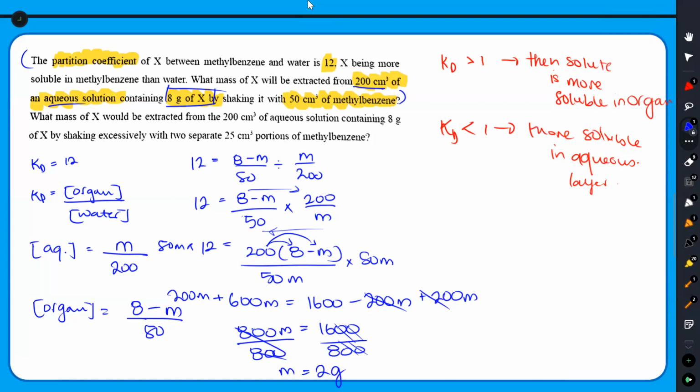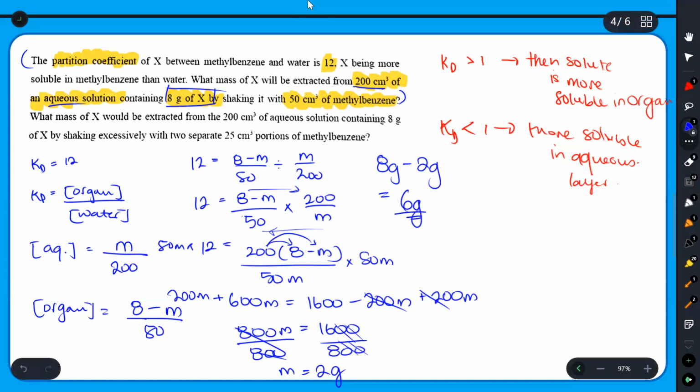So the question says, what mass of X will be extracted from the aqueous layer. What will be extracted from the aqueous layer would be what would be in the methylbenzene layer. So that would be 8 grams minus 2 grams, which is equal to 6 grams. So 6 grams of solute X will be extracted from the 200 centimeter cube of aqueous solution. And m is what will be left behind, which is 2 grams. So 2 grams will be in the water layer and 6 grams in the solvent layer.